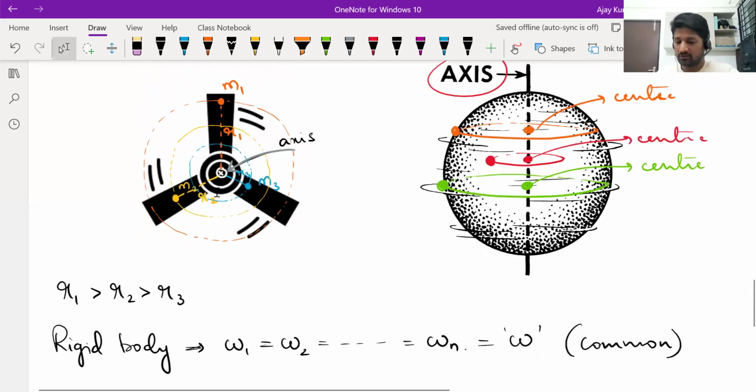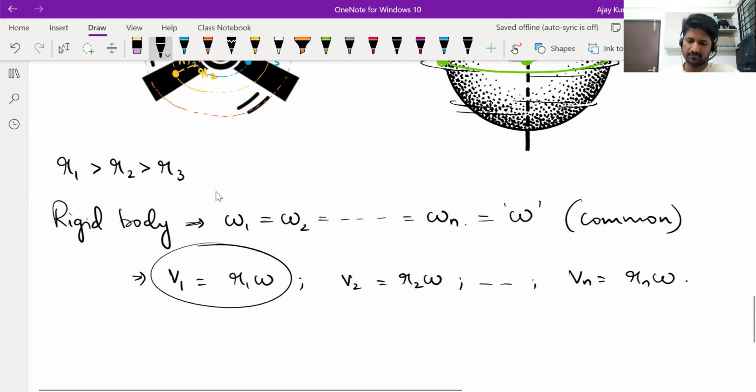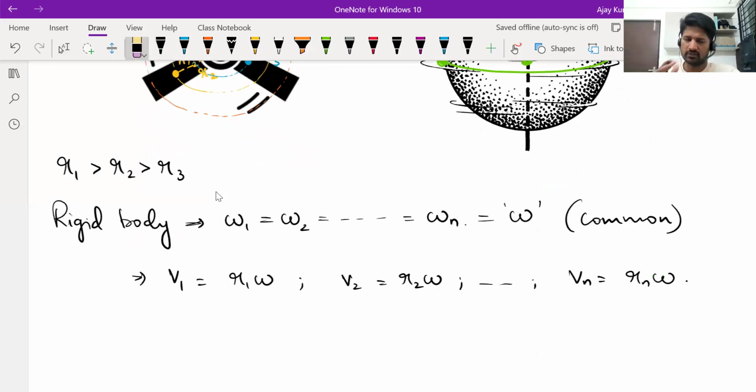Now out of these three particles that were given to you, R1 is the greatest distance. So if R1 is greatest, V1 will be the greatest. Okay, among those three particles.